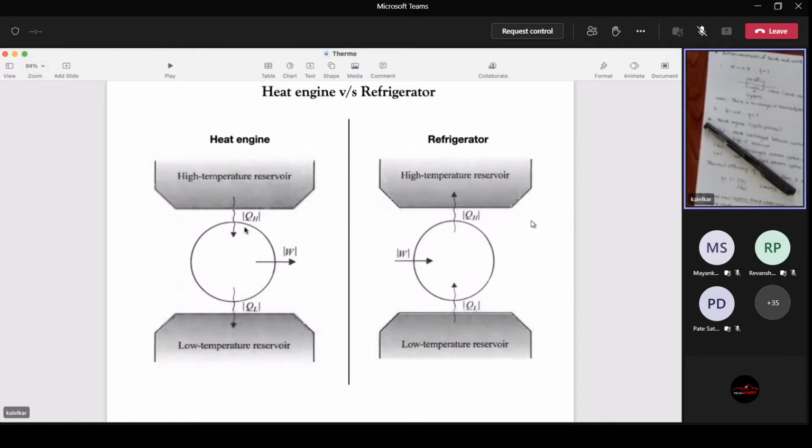There are three basic things. So now, in discussing heat engines and fridges, what we will do, to avoid confusion with signs, is put a mod symbol in front.